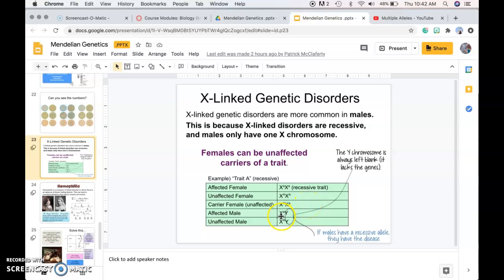An affected male would be X little a and then Y. And because they only inherit one X, there's no chance for them to inherit a second X from the other parent to cover up that recessive. And an unaffected male would be X big A Y.